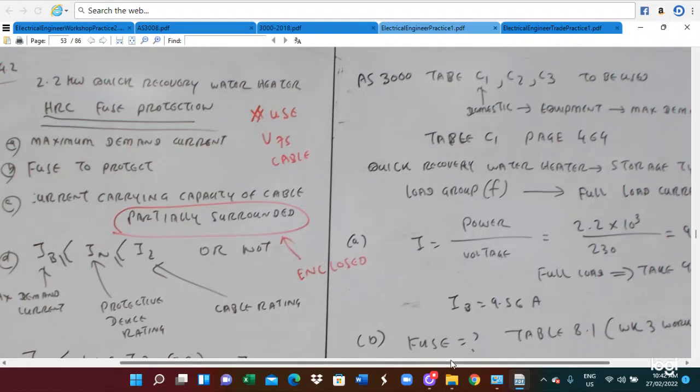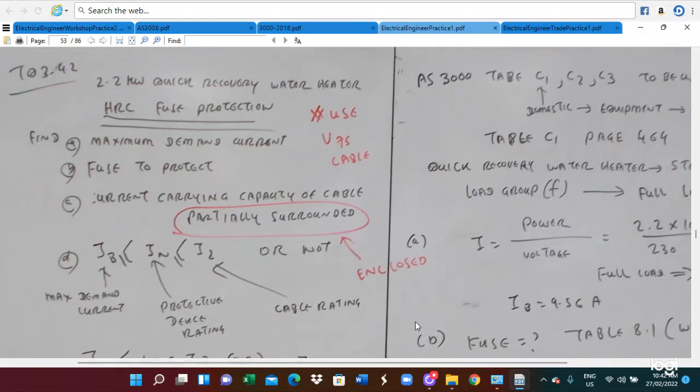So the next one is a 2.2 kilowatt quick recovery water heater. We find out the HRC fuse protection. The 2.2 kilowatt quick recovery water heater is protected by the HRC fuse. So we have to find out the maximum demand current, the fuse to protect, and the current carrying capacity of the cable. This one is partially surrounded by the insulation. So in this case, we have to utilize a V75 cable.